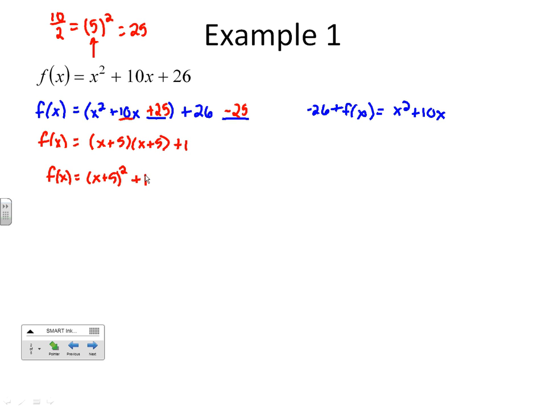So now it's in vertex form, so I know that the vertex of this is negative 5, comma 1, because I change what's inside my parentheses. I change the sign, but the outside gets to keep the sign.